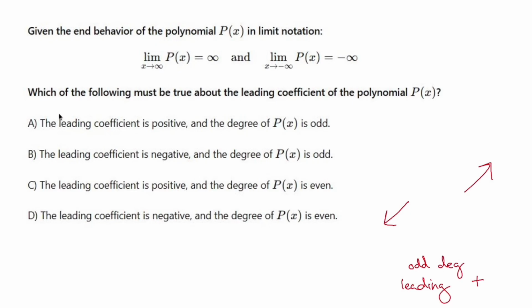So I need a leading coefficient that's positive, check, and the degree is odd, check. We're at our answer already. Let's just double check. The leading coefficient's negative, nope. It is odd, but still not good enough. The leading coefficient is positive, yup. Even, nope. The leading coefficient is negative, nope. And it's even, nope, nope. So, of course, A right off the bat works, and that's the one that we want.